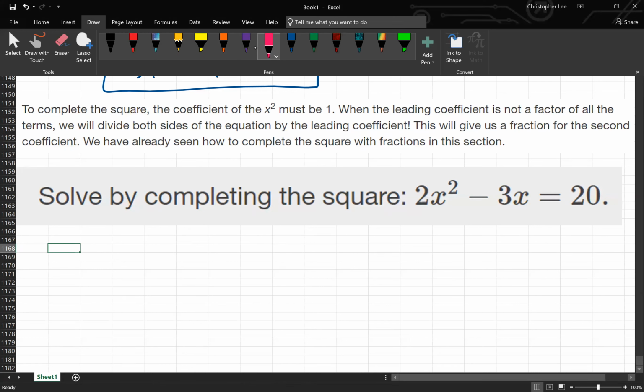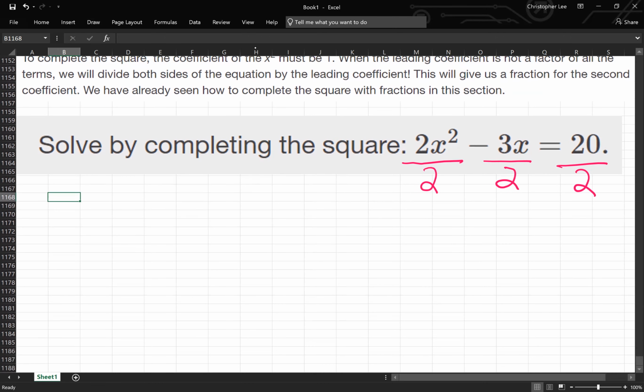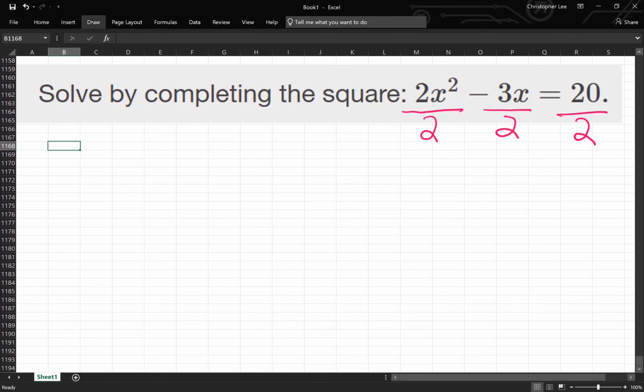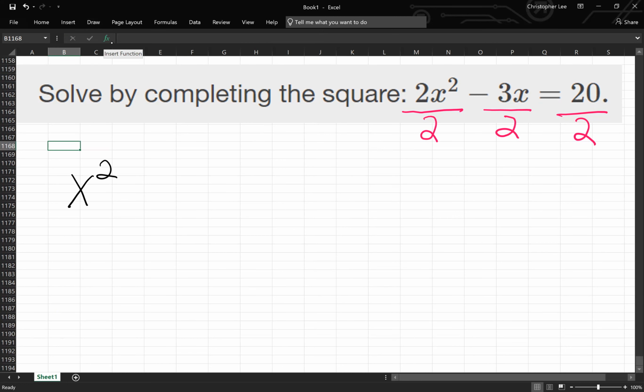Real simple. I'm going to divide the 2x squared by 2. But not just the 2x squared. Everybody's getting divided by 2. You get divided by 2 and you get divided by 2. That's simple, right? So now what do I have? Just look. Now I have just plain old x squared, which is what I want, minus 3 over 2 x, is equal to 20, right?